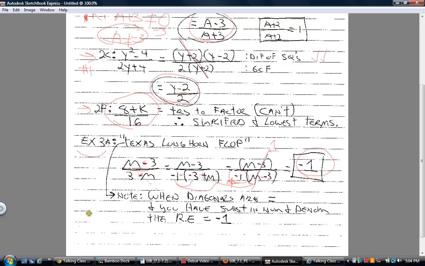In the book, I think they try to use this x minus y divided by y minus x. Again, see the flop. I see the diagonals. Try to match up the Texas flop, and it simplifies down to -1.